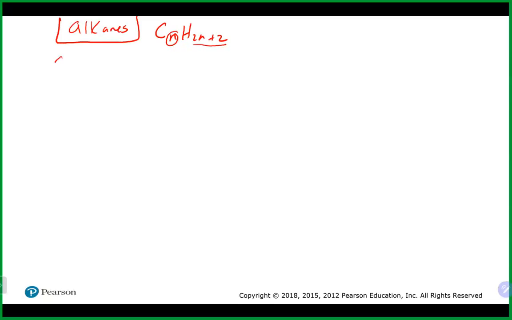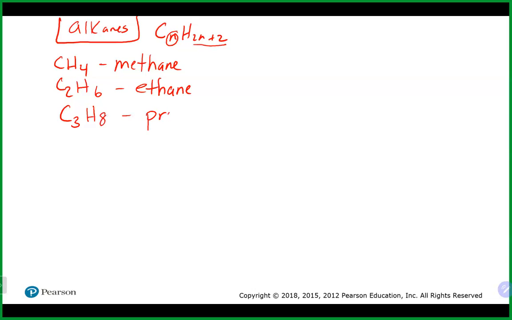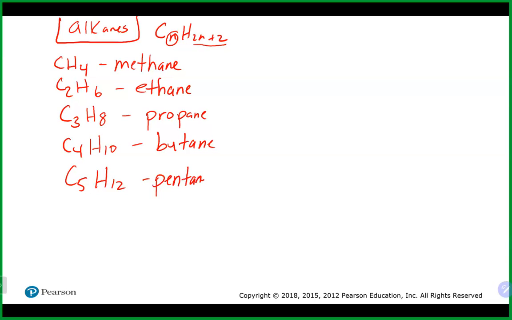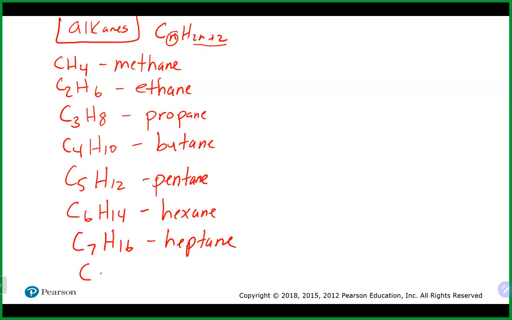And again, just to run through those first 10: CH4, which is 1 carbon and 4 hydrogens, is methane. 2 carbons would have 6 hydrogens, that is ethane. 3 carbons is 8 hydrogens, that is propane. 4 carbons, 10 hydrogens is butane. 5 carbons and 12 hydrogens is pentane. 6 carbons and 14 hydrogens is hexane. 7 carbons and 16 hydrogens will be heptane. 8 carbons and 18 hydrogens would be octane.